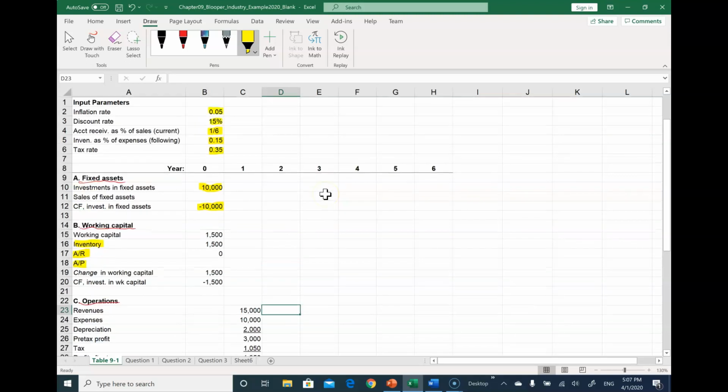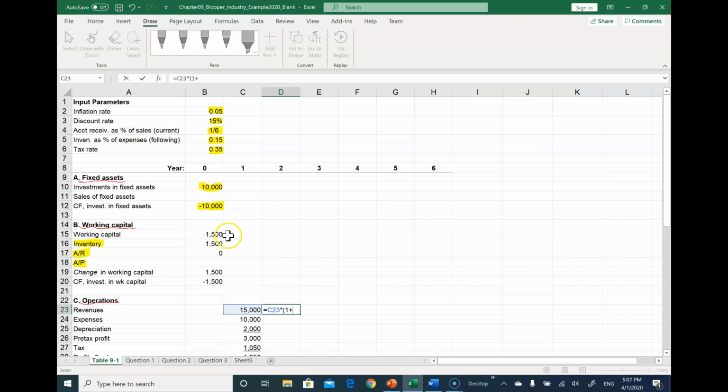The reason is because the question also considers the inflation. The question says that the inflation rate is 5%, and it also says that both the revenue and the expense will go up at the rate of inflation. So the revenue in second year is revenue in the first year, which is $15 million, times 1 plus the inflation rate, right? In this case, we don't have to lock the cell because I named that cell as inflation. So the revenue in the next year is $15.75 million.